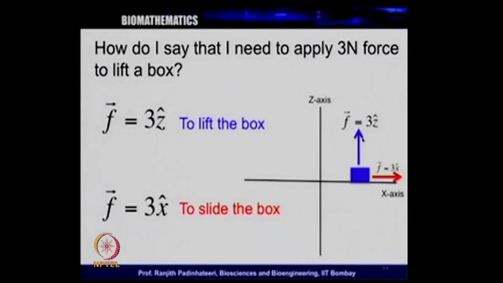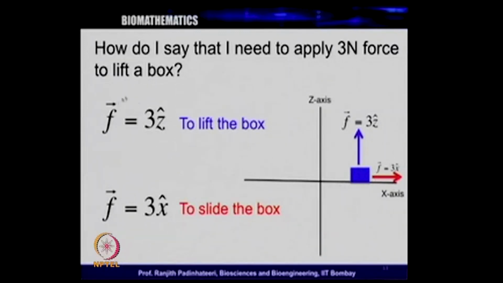So, the way I say is that if I say F is 3z, that means you have to apply 3 Newton force along the z axis to lift the box. If I say F is equal to 3x, I have to apply 3 Newton force along the x direction. This is my x axis.